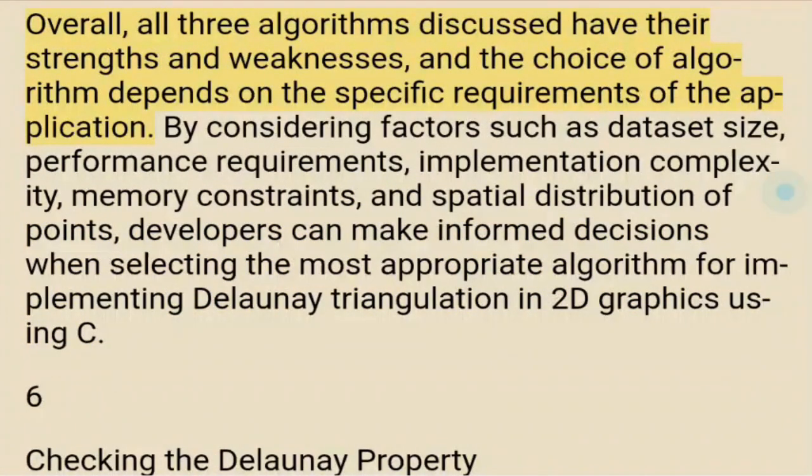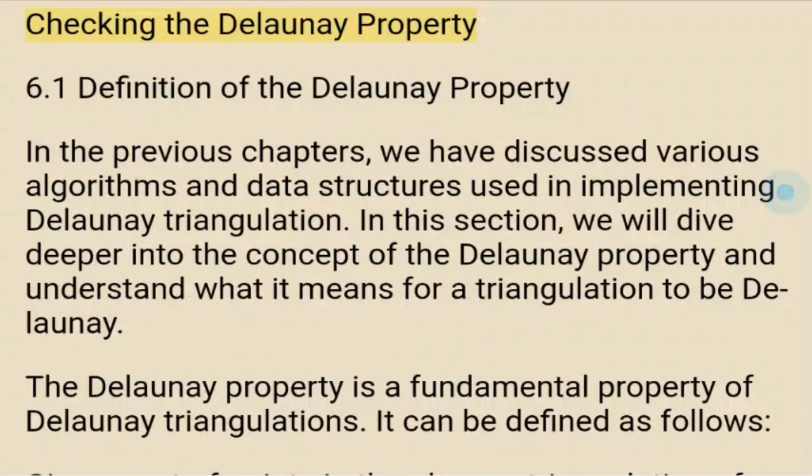Overall, all three algorithms discussed have their strengths and weaknesses, and the choice of algorithm depends on the specific requirements of the application. By considering factors such as dataset size, performance requirements, implementation complexity, memory constraints, and spatial distribution of points, developers can make informed decisions when selecting the most appropriate algorithm for implementing Delaunay triangulation in 2D graphics using C.